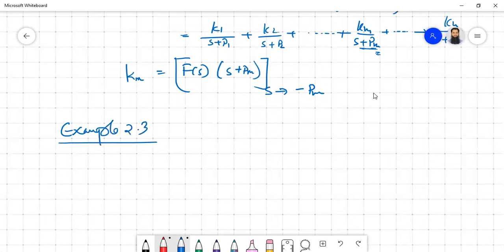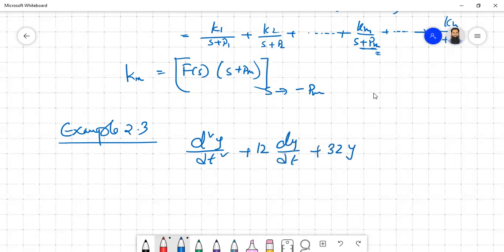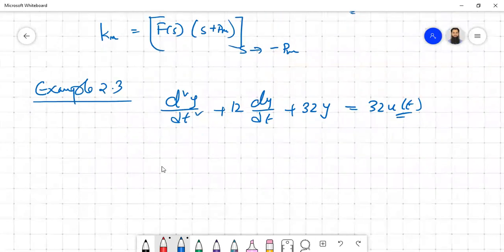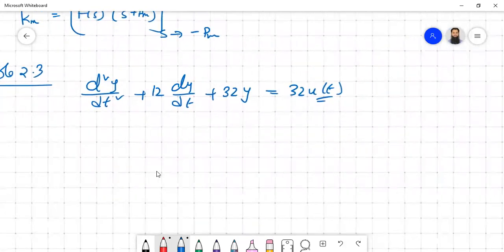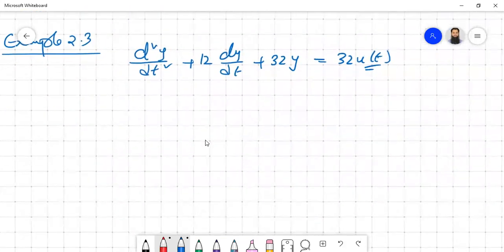Now go for example 2.3. A differential equation is provided: d square y by dt square plus 12 dy by dt plus 32y equal to 32 u(t). So your input is actually a unit step input, and y is your output. What they want to find out is the solution of this equation, and you have to apply the Laplace transformation. So using the Laplace transformation, basically you have to find out the solution of this one.